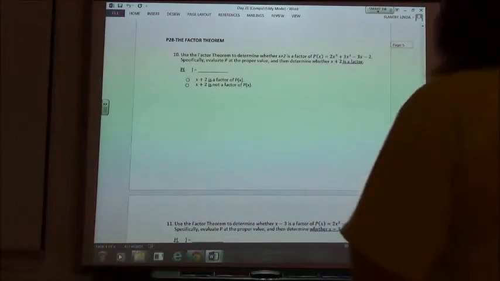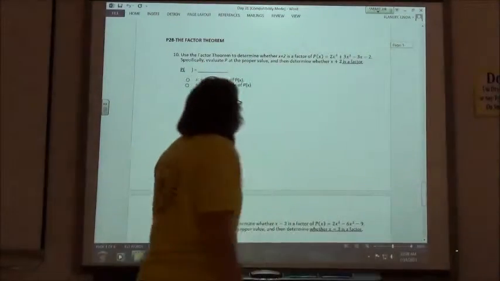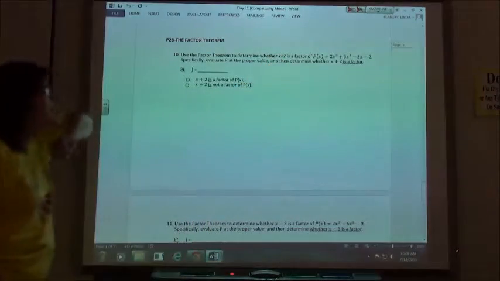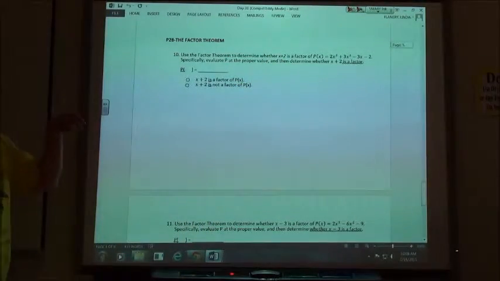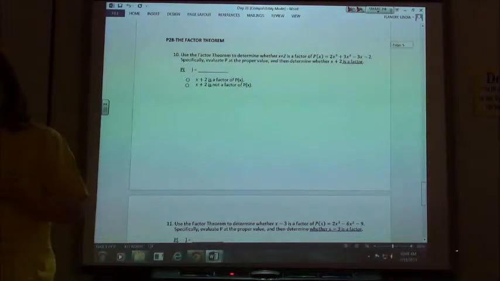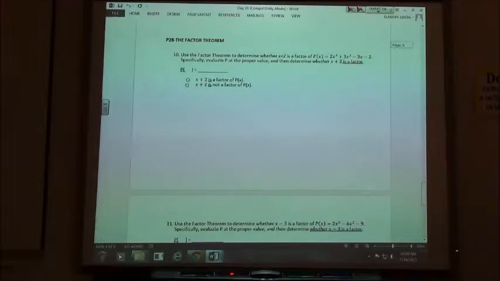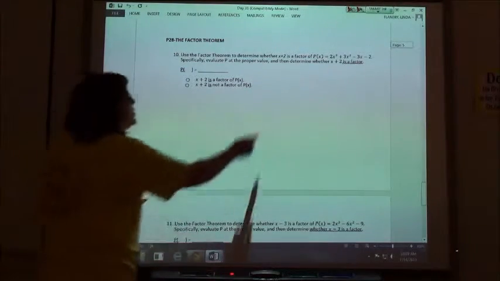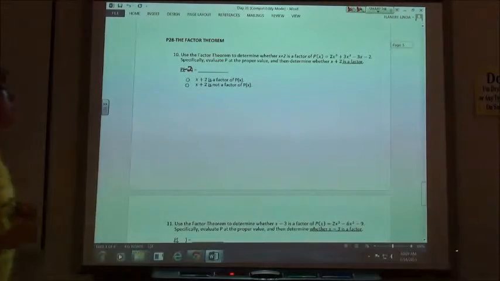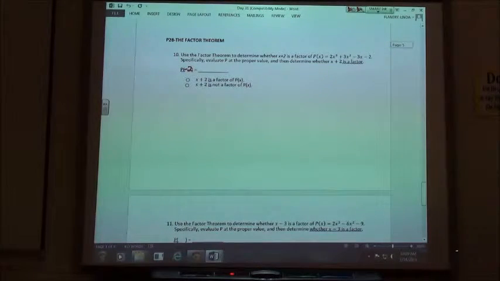And the last thing is the factor theorem. The factor theorem says that if x plus 2 is a factor, then if I set that equal to 0 and put that number into my polynomial expression, I would get an answer of 0. So if x plus 2 is a factor, we're going to do p of negative 2, and they're going to make you put that into the little parentheses in the answer box. Just set that equal to 0, put a negative 2 in there.